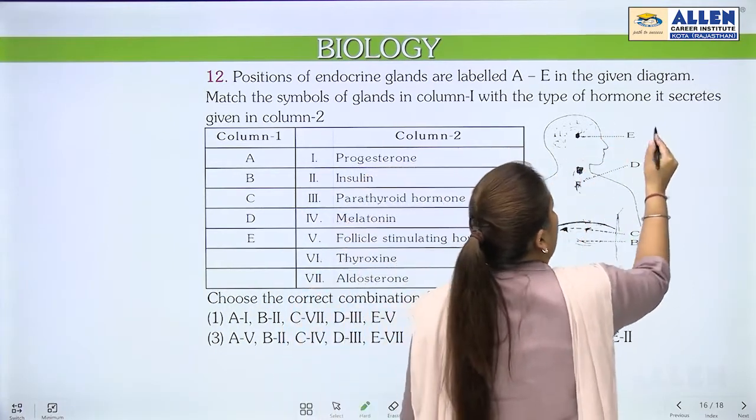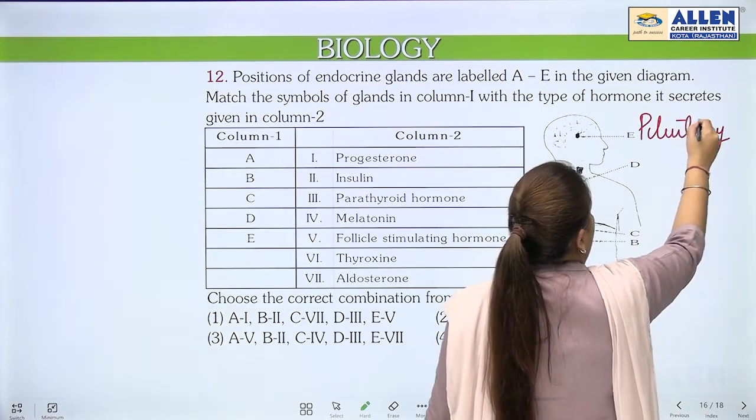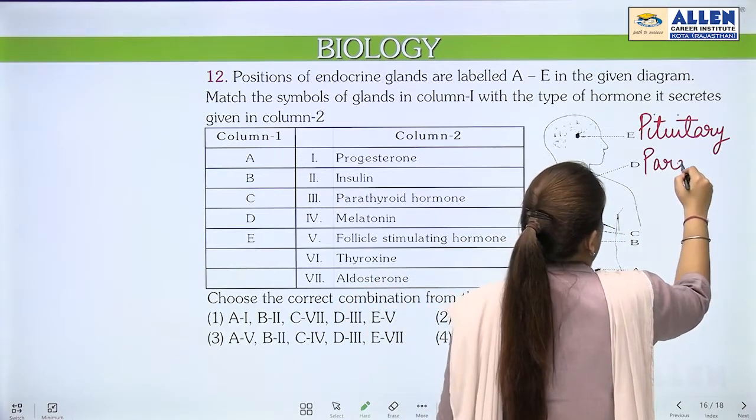So here E is what? That is pituitary gland. Clear? D is what? That is parathyroid.